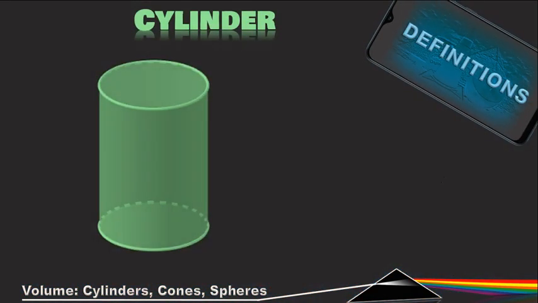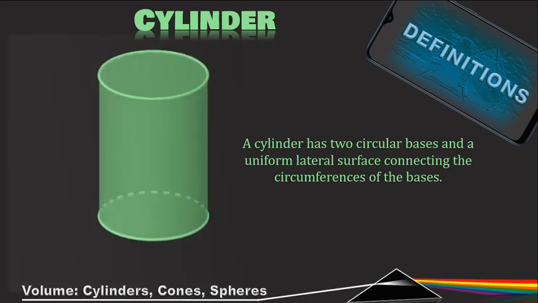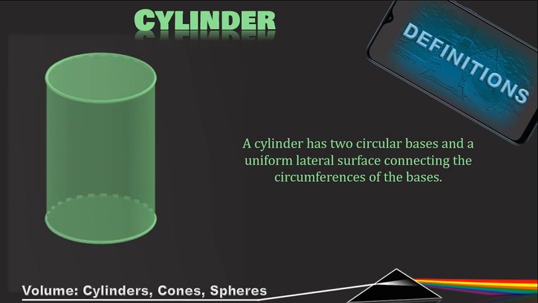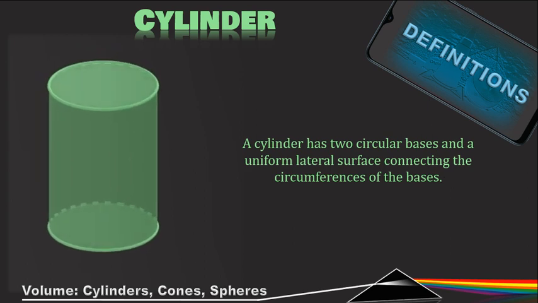Now, the definition of the cylinder: a cylinder has two circular bases and a uniform lateral surface connecting the circumferences of the bases. It is not necessary that you know the definitions by heart, although you need to be able to identify the cylinder, cone, or sphere.